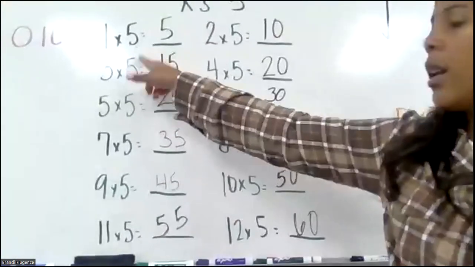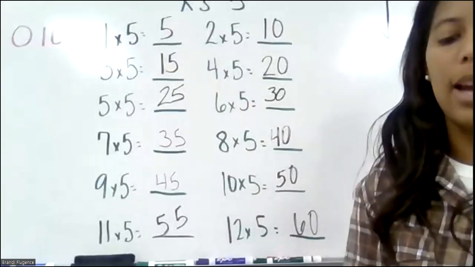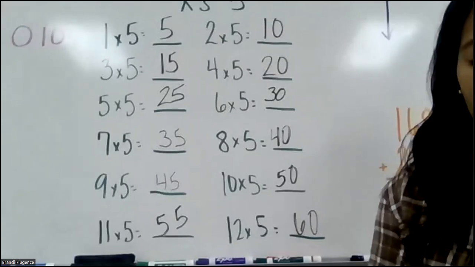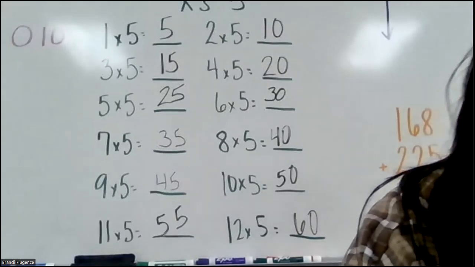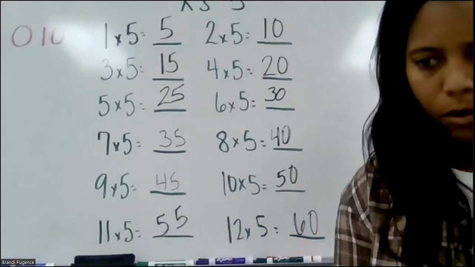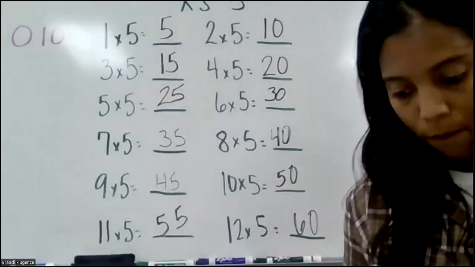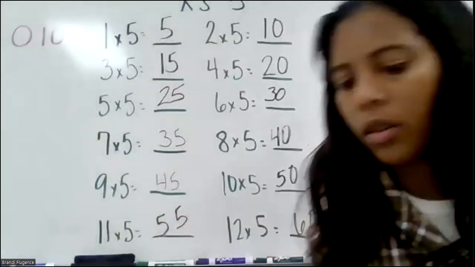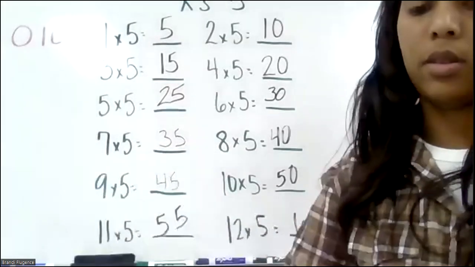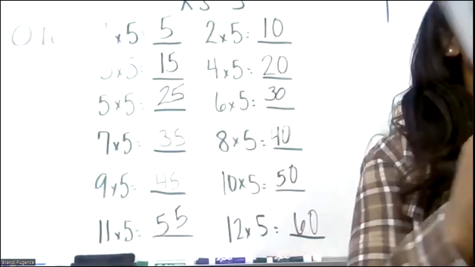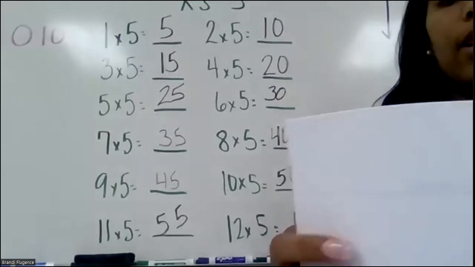Okay, let's start with 1 times 5. Go. 1 times 5 is 5. 2 times 5 is 10. 3 times 5 is 15. 4 times 5 equals 20. 5 times 5 equals 25. 6 times 5 equals 30.